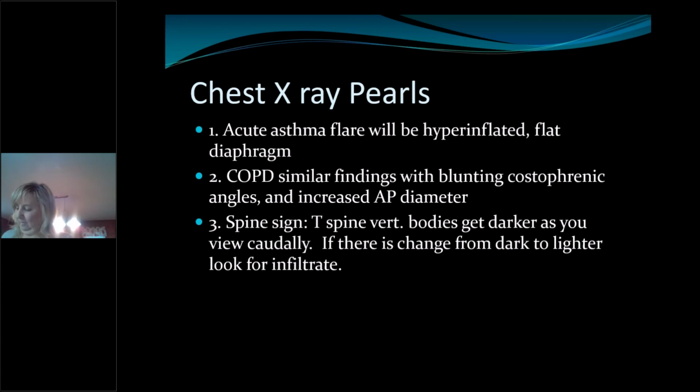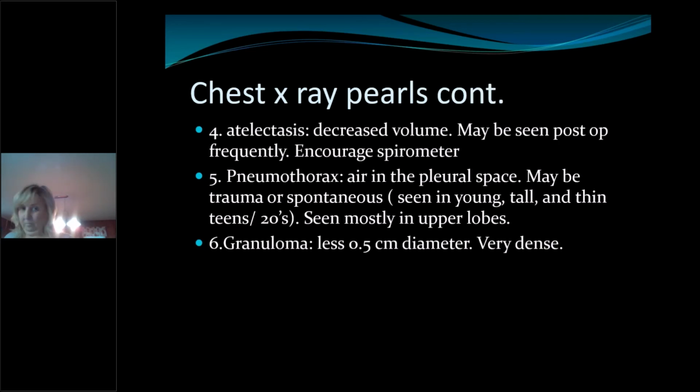Spine sign, kind of a slick little tool, and again, it gives a little credence to the lateral view, and I'll show you guys some examples of this. Basically, as you go from cephalad to caudal, from top to bottom, when you're looking at those vertebral bodies on a lateral view, if it goes from dark to light, you're thinking about an infiltrate. So there shouldn't be a big change there when you go cephalad to caudal, and if there is, you have to really think about there being an infiltrate in that middle to lower lobe, depending on where you see it.